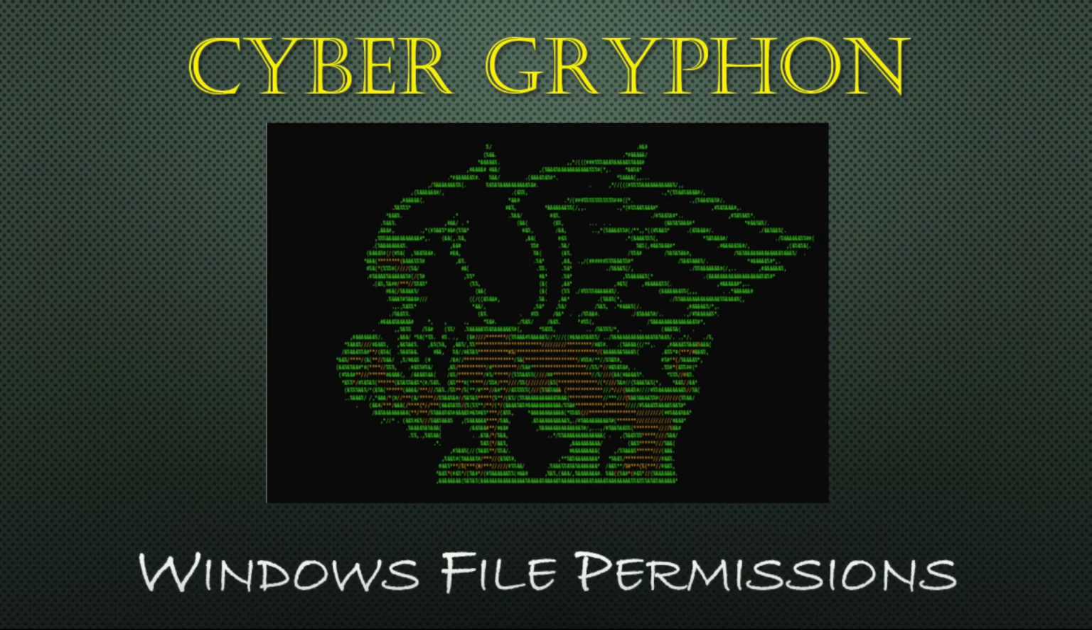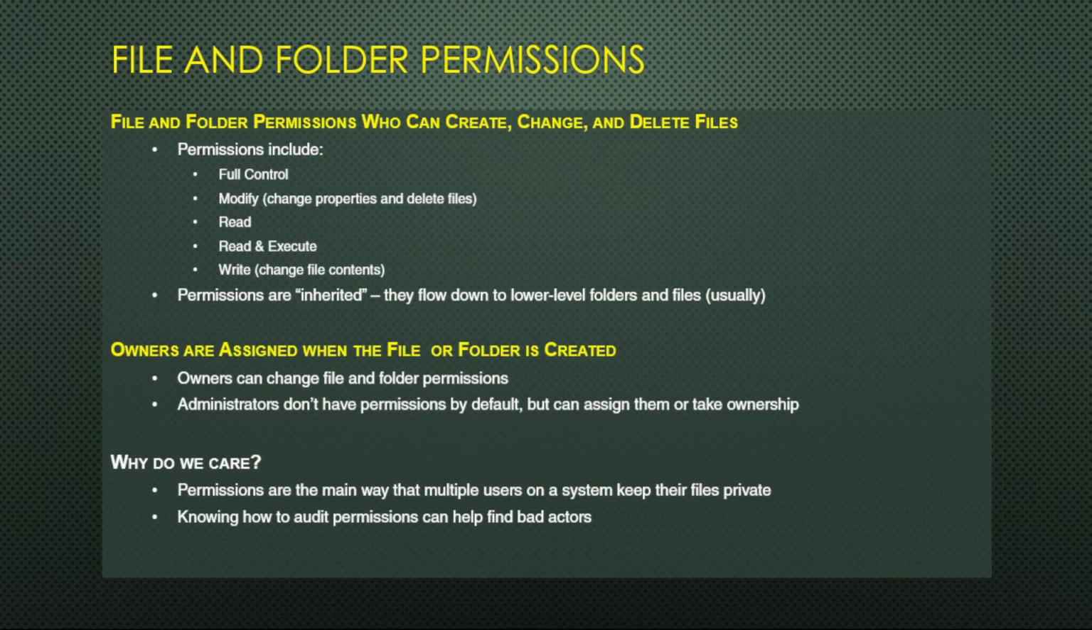Let's review what we've learned in this exercise. File and folder permissions control who can create, change, and delete files. The permissions include full control, modify, which is the ability to change properties and delete files, read and execute, write. Permissions are also inherited. That is, they flow down to lower level folders and files. And I say this usually because there are some cases where you can block that from happening, but that's a more advanced topic. Owners are assigned when the file or folder is created. Owners can change file and folder permissions.